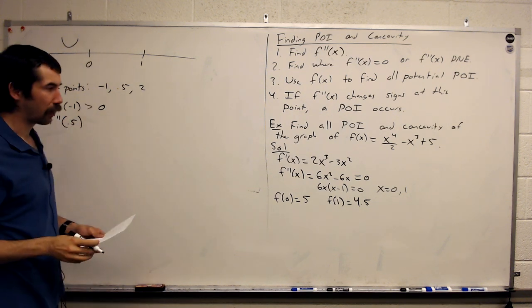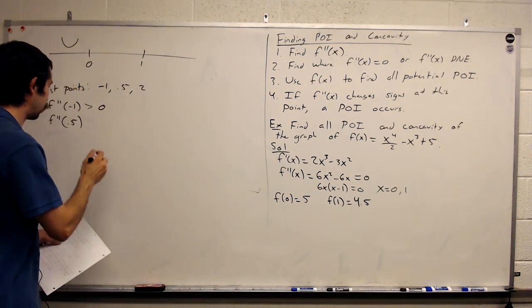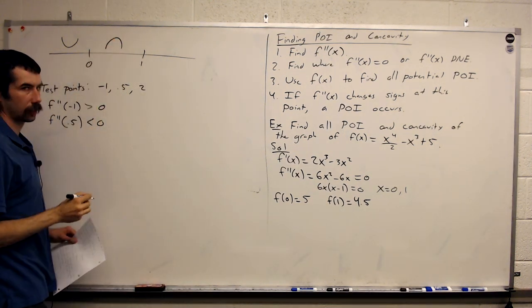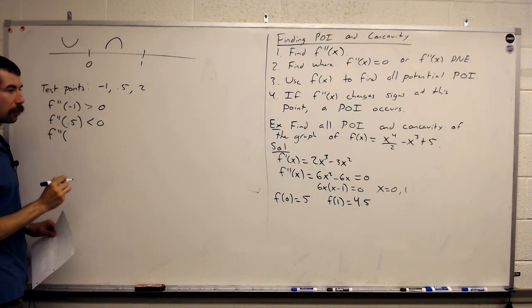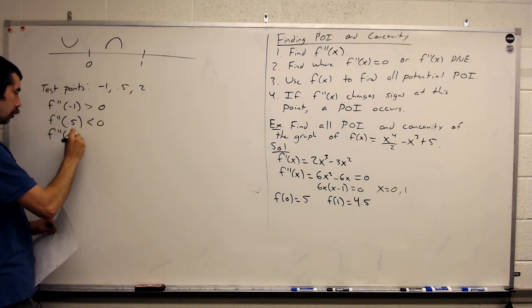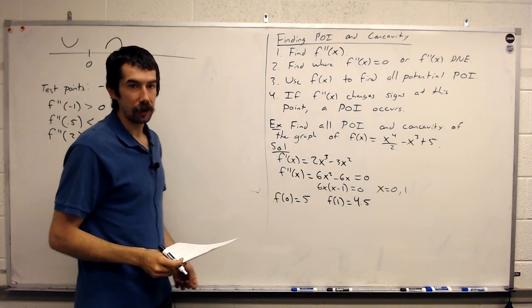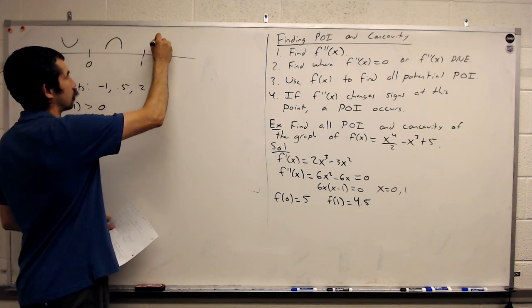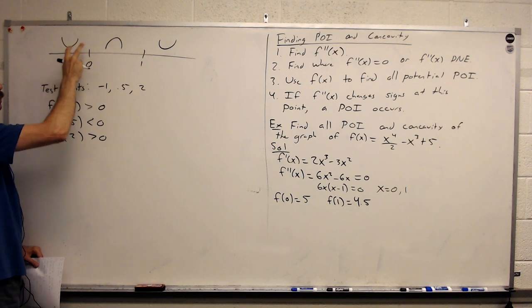f double prime of 0.5: that's a positive times a negative, that's a negative. On this interval, we're concave down. And f double prime of 2: that's a positive times a positive, which is a positive. All right, so we go from concave up to concave down.